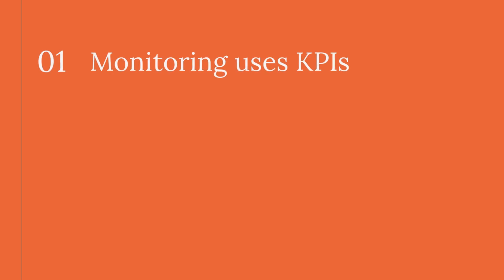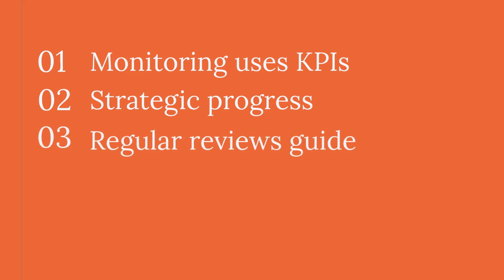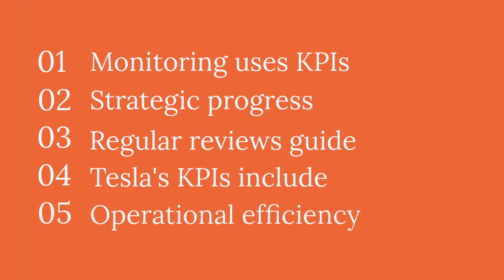Monitoring uses KPIs to assess strategic progress. Regular reviews guide adjustments based on performance data. Tesla's KPIs include technological advancements and market share growth. Operational efficiency and customer satisfaction are also measured. This ensures alignment with strategic objectives and market trends.